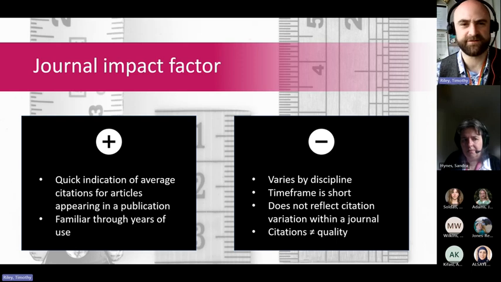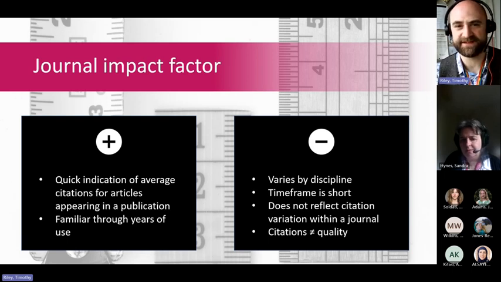Maybe not so much so for an area of the sciences, maybe that's moving very quickly. But if you're in a discipline where it takes maybe quite a while for things to get published, for citations to build up, 2 years could be really no time at all for something to get cited. So the impact factor is very likely to be low because you're just looking at such a short time period.